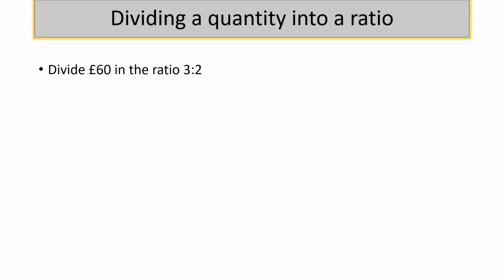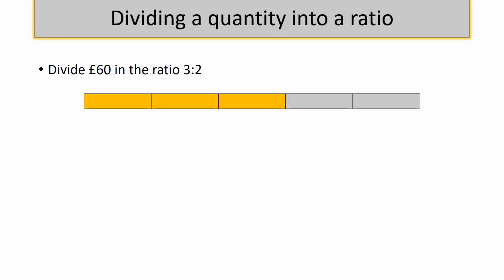In this video, we're going to look at how to divide a quantity into a given ratio. So imagine I've got to divide 60 pounds in the ratio 3:2, and I'm going to use a bar model to show you how to solve this problem. Okay, so this is the bar model.